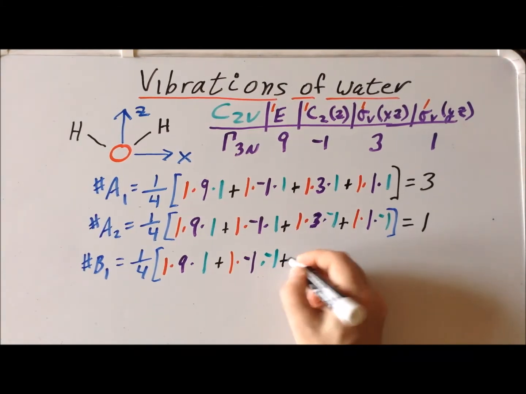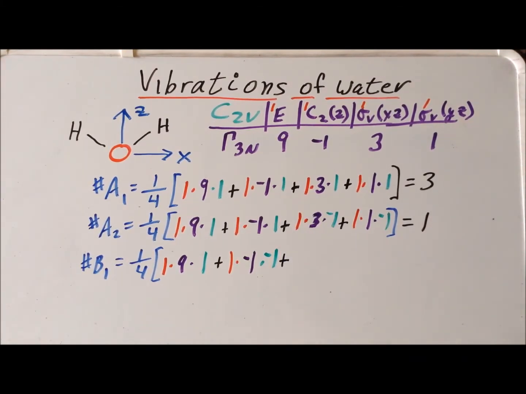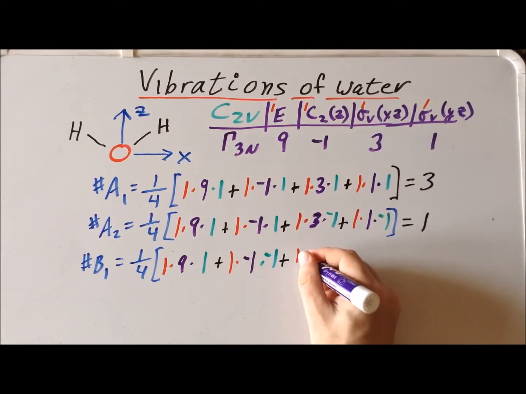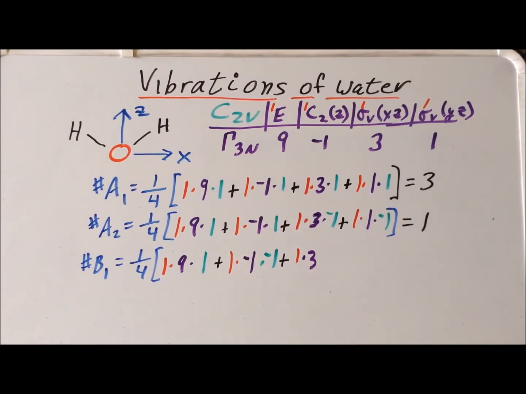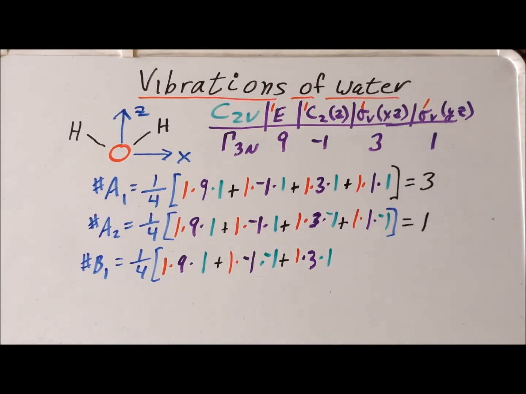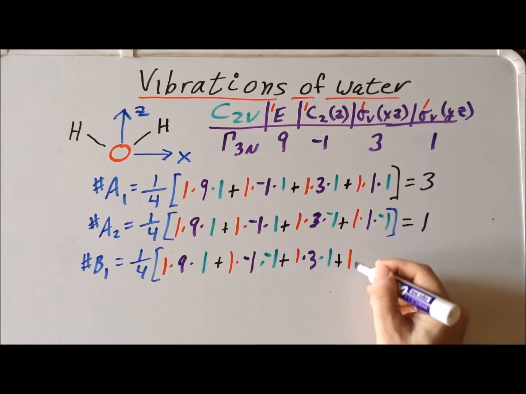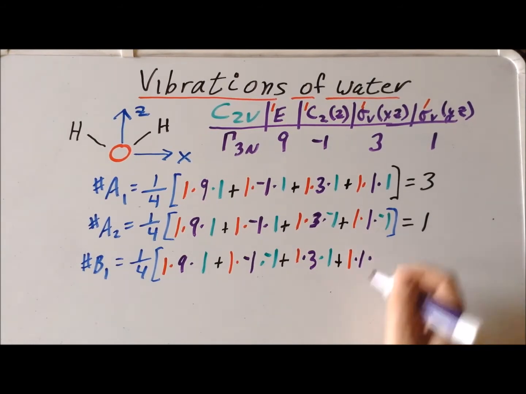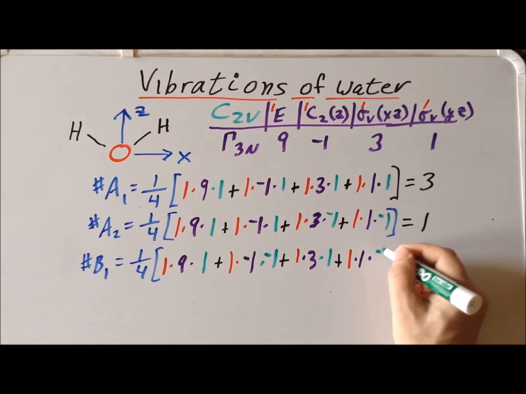Next, for the first sigma v, there's one operation in the class. The character from the reducible representation is a 3. The character from the character table is a +1 for B1. And then for the final sigma v, there's one operation in the class. The reducible representation character is 1. And then the character from the character table for the irreducible representation is a -1.